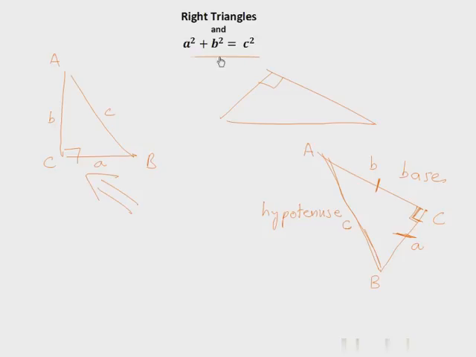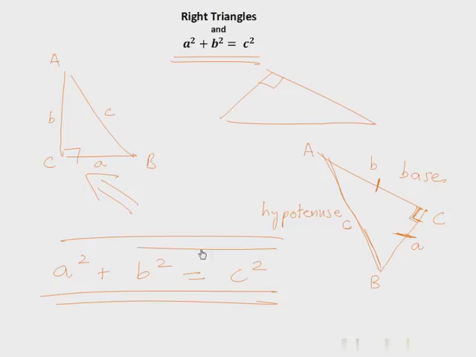The famous theorem says that a square plus b square equal to c square. That means the length of base 1 squared and the length of base 2 squared added up give me the length of base 3 squared. This theorem is popularly known as Pythagoras' theorem.